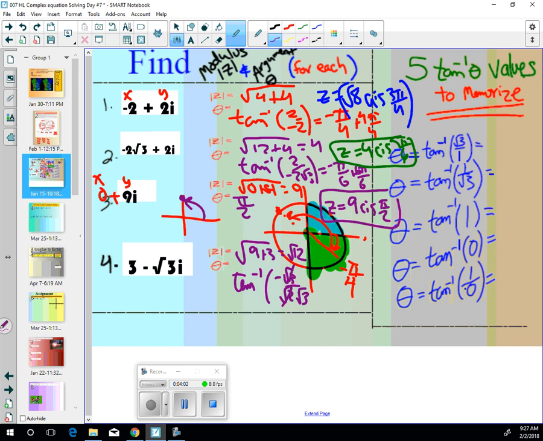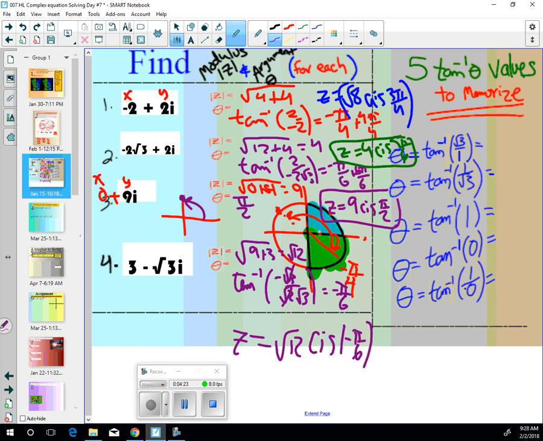So these will cancel out. And what is the inverse tangent of negative 1 over the square root of 3? Negative pi over 6. Now, is this in quadrant 4, though? It is. So then your value is going to be square root of 12 cis negative pi over 6.